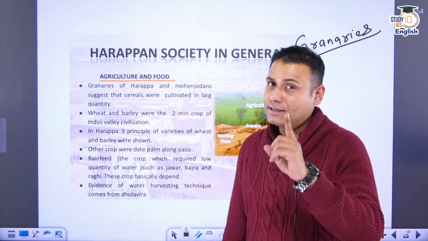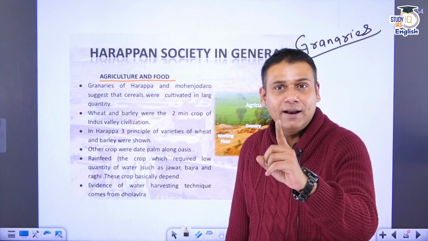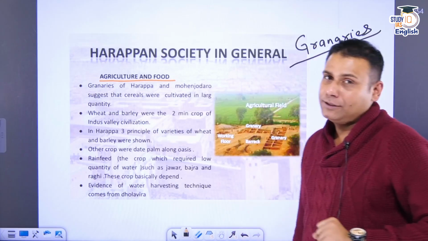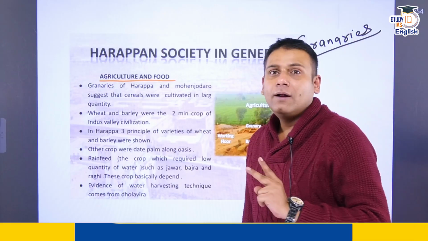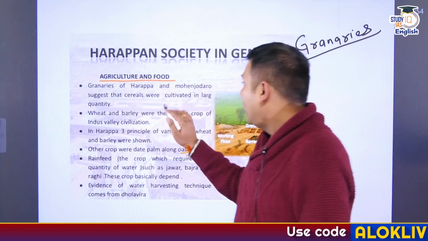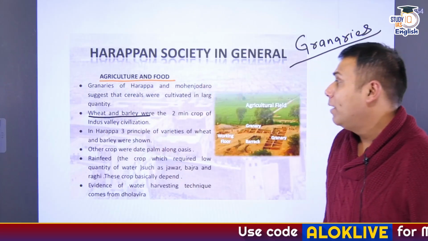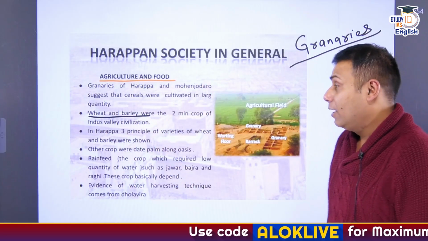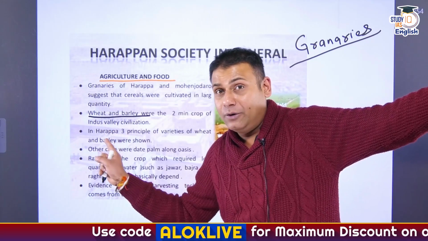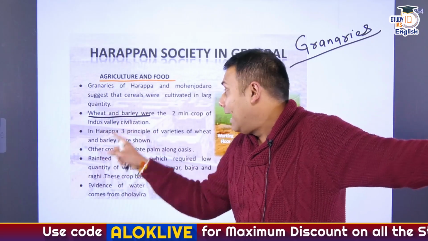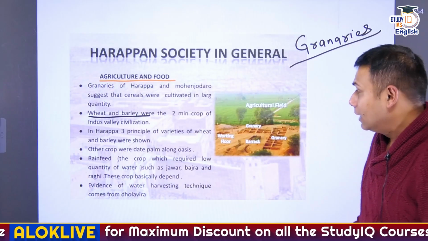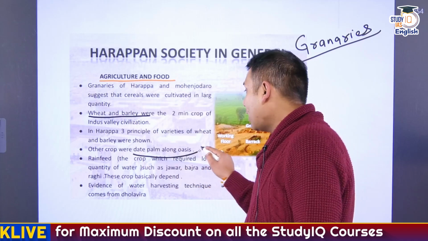First, as we discussed, 2 rows of 6 granaries have been found at the site of Harappa. Apart from this, people cultivated different crops, like fine quality wheat and barley, the 2 main crops of the Indus Valley civilization. During the later Vedic period, wheat was referred to as Godhum, not during the IVC, and barley was referred to as Yava. They also cultivated date palms along the oasis.